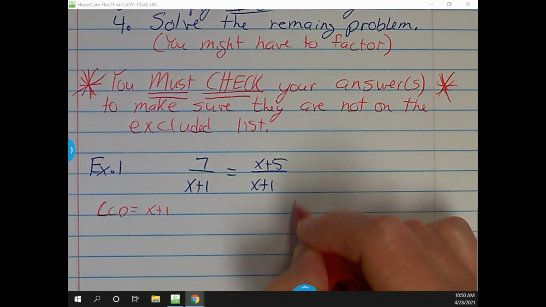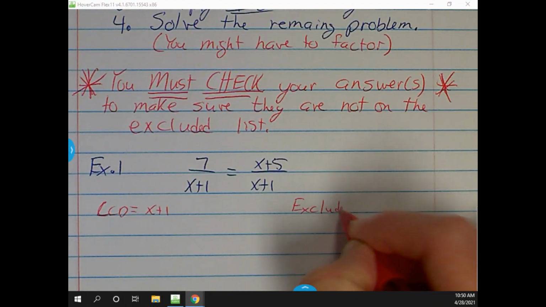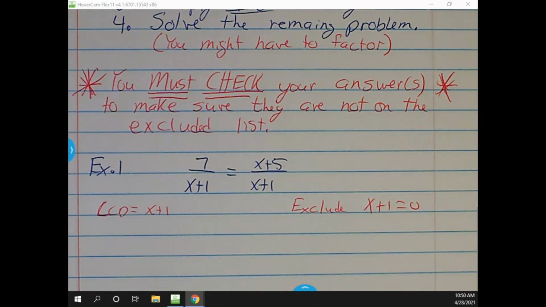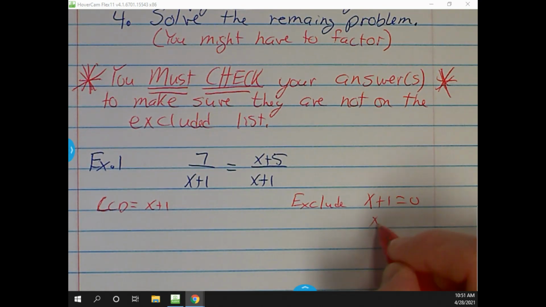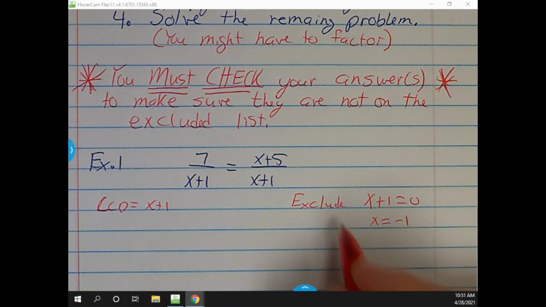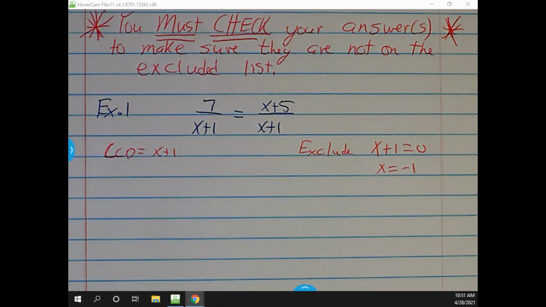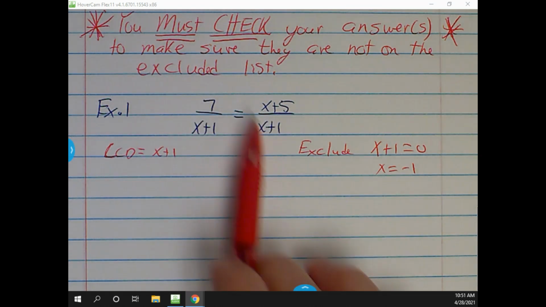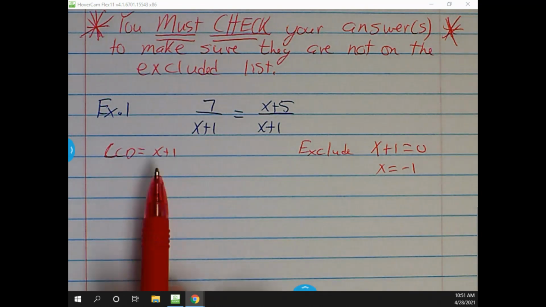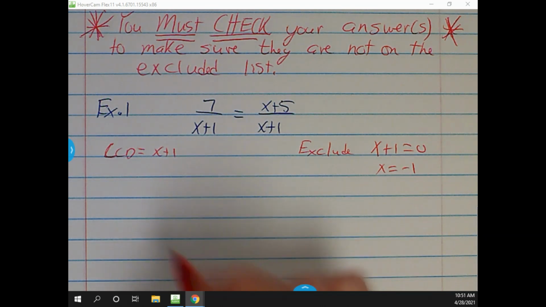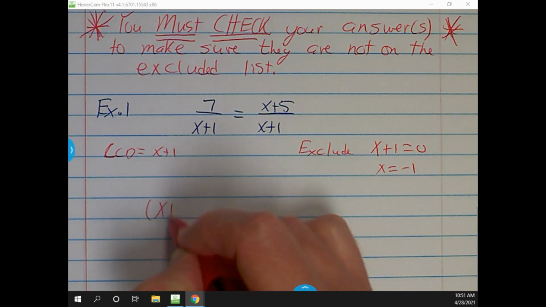So when you talk about excluded values, you have to exclude whatever makes your least common denominator equal to 0. So the only value I have to exclude is x equals negative 1. Okay, so there's basically step 1 and step 2, because there was no factoring on this one, because everything is factored out. We've got our least common denominator that's here, which tells us what our excluded value is. So then what we're going to do is multiply both sides by x plus 1.